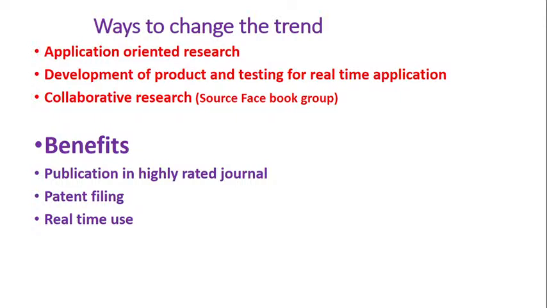Otherwise, what happens? Our research findings, our knowledge, will be utilized by some other people. The key benefit out of it is publication in a highly rated journal, because your idea is innovative and you are collaborating with industry, software, everything. So definitely it will go to a highly rated journal, meaning a high impact factor journal. Then patent filing is possible. Your industry professional is also there, so definitely it will go to real-time use. So this is the benefit.